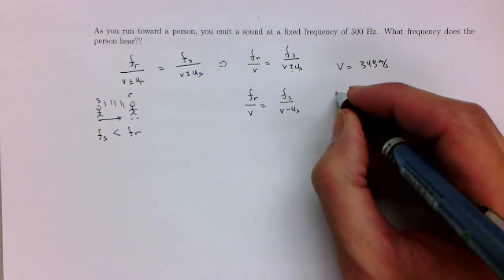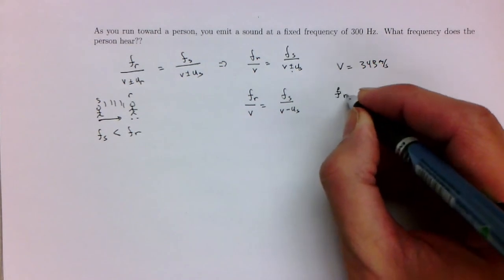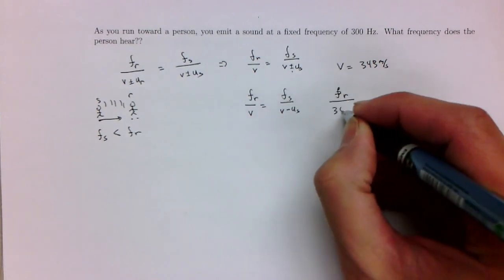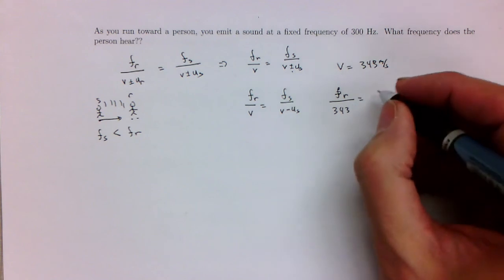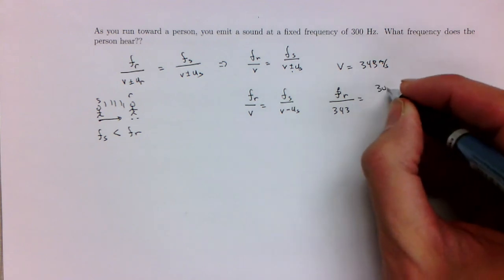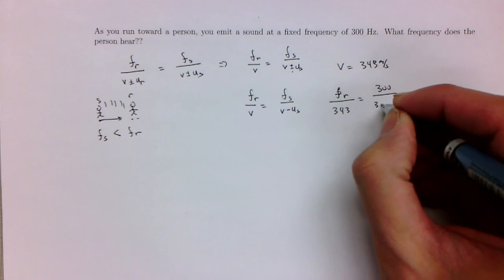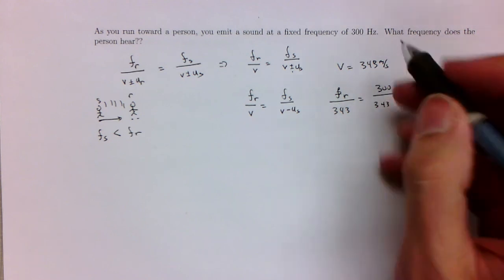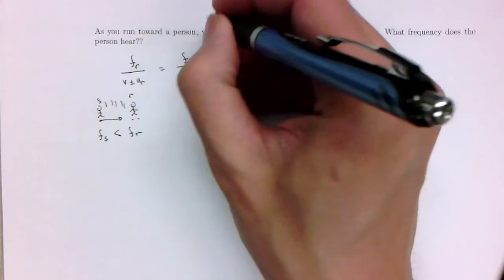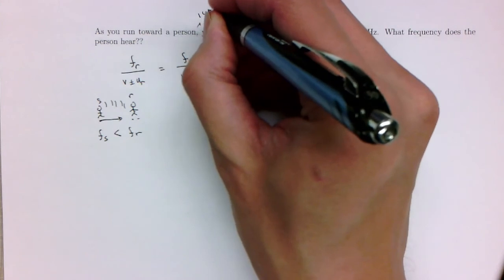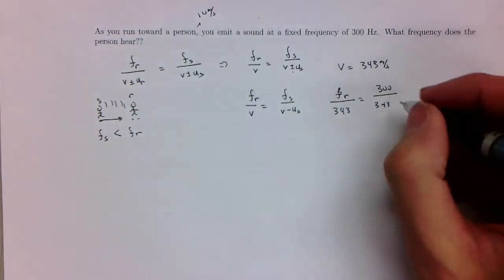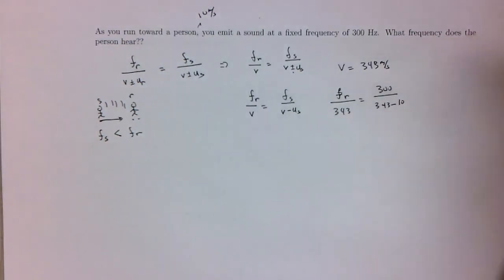So it's going to be the frequency of the receiver, which is what we care about, over 343 is equal to the frequency of the source, 300 hertz, divided by 343 plus or minus, what was it? Oh wait, I should tell you it is 10 meters per second. Sorry about that. So write this down, minus 10 meters per second. And we should just go ahead and calculate this now.